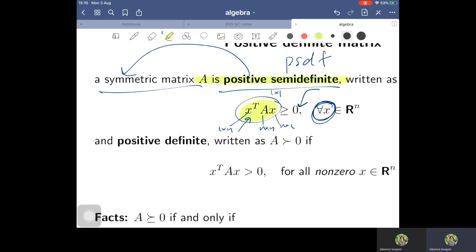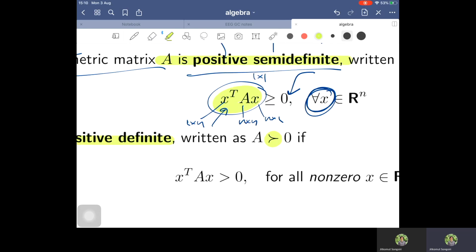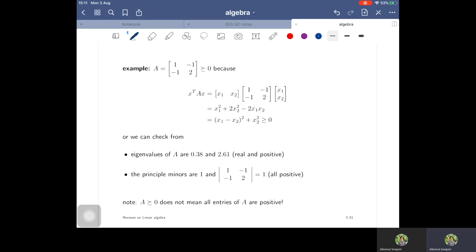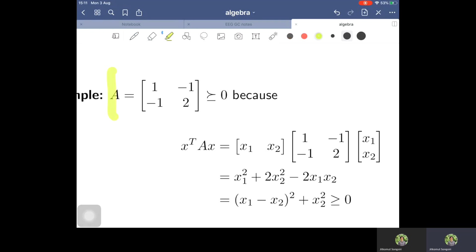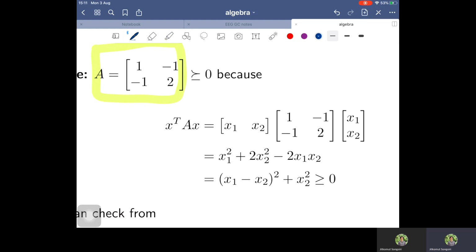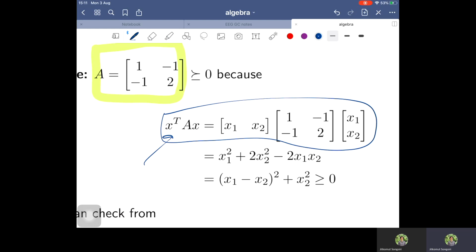And of course, a very minor distinction, we call A positive definite, and we use this notation without the inequality, if this scalar quantity is always positive for all non-zero x. Okay, now let's take a look at an example. For example, A is this matrix. Let's take a look at the quadratic form of x parameterized by A. I hope you learn how to calculate this quickly, because we often encounter this quadratic form several times.